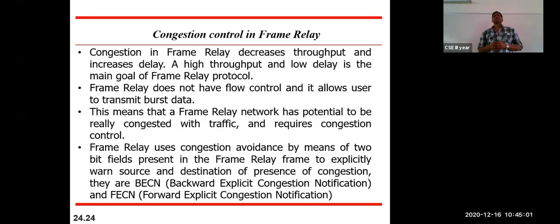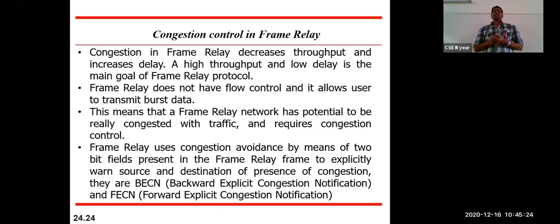In frame relay, there is no flow control. So if there is no flow control, what happens? How many data frames can be sent without waiting for an acknowledgement? No rule. If there is no rule, what happens? The sender sends burst data. What is burst data? Sending loads of data at once. There is no rule, right?